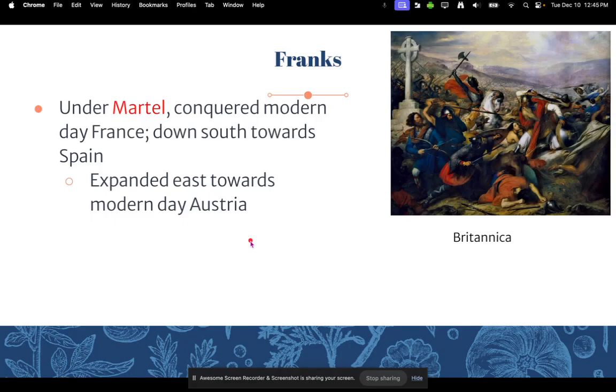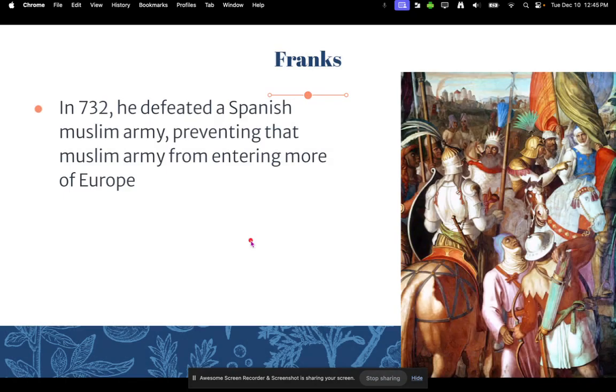So under Martel, he would conquer modern-day France and all the way down south towards Spain. He would also expand east towards modern-day Austria. And in 732, he defeated a Spanish Muslim army, preventing that Muslim army from entering more of Europe.